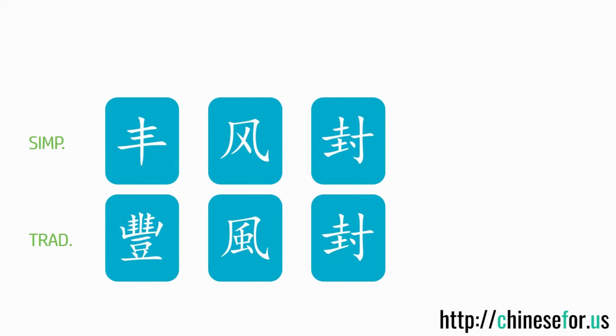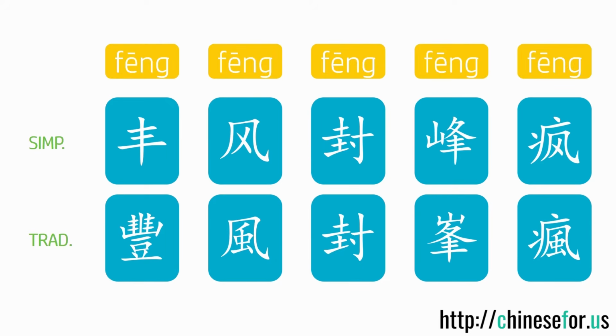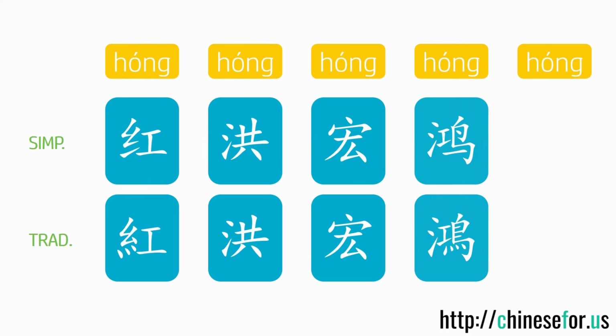Let's take a look at these characters and get a general idea of the relationships between Chinese characters and the Pinyin system. All these characters have the same exact pronunciation, feng. In Pinyin system, it's written as F-E-N-G with a tonal marker above the vowel, while in the writing system, each character looks different. Same with this group, they're all pronounced hong, but the characters are significantly different.